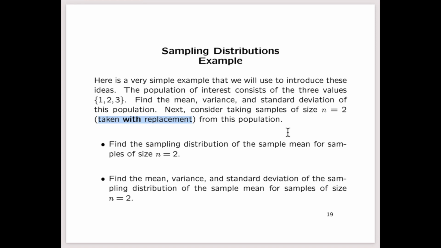Now, that sample mean is a random variable. It has a distribution. And so we're going to first find the distribution of the sample mean, in particular, the sampling distribution. And then we're going to calculate some properties or characteristics of that distribution, in particular, the mean, the variance, and the standard deviation of that sampling distribution. Now let's first calculate the mean, the variance, and the standard deviation of the population.